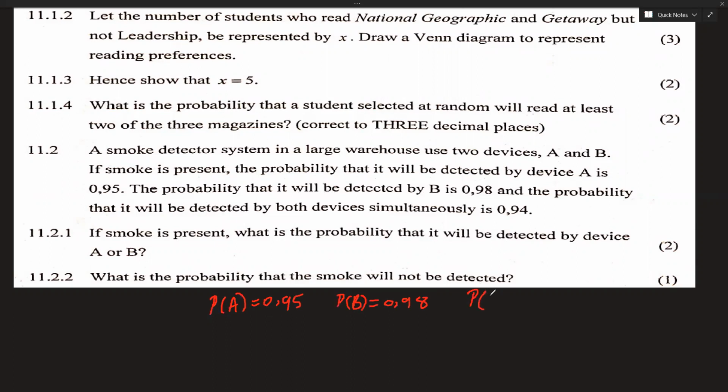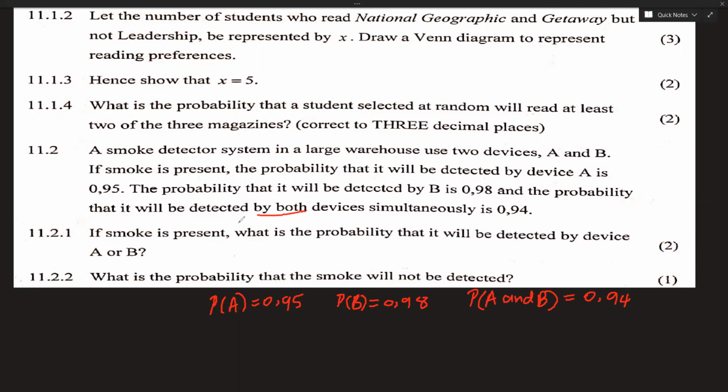So both, remember, it's A and. Right? If they say either, it's A or. But if they say both, it's and. Right? P A and B, it's 0.94. If they said either here, you were going to use or here, right? But both means and. Okay, perfect. And then now we can read this question.